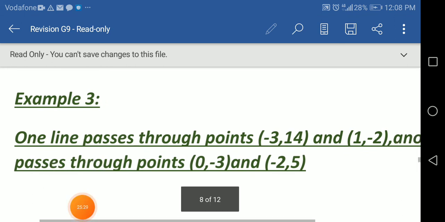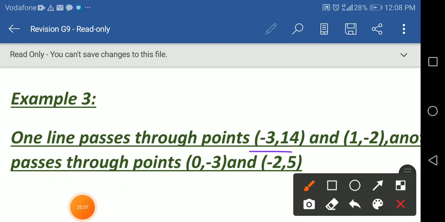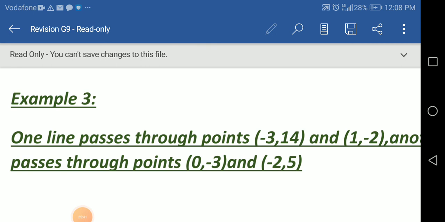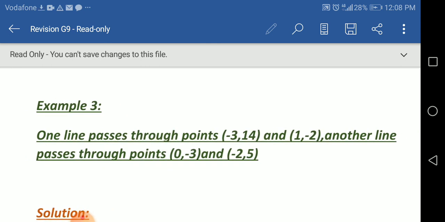Example: one line passes through points (-3, 14) and (1, -2). So the first line here, guys, passes through (-3, 14) and (1, -2). This is for the first line. What about another line? Another line passes through points (0, -3) and (-2, 5).